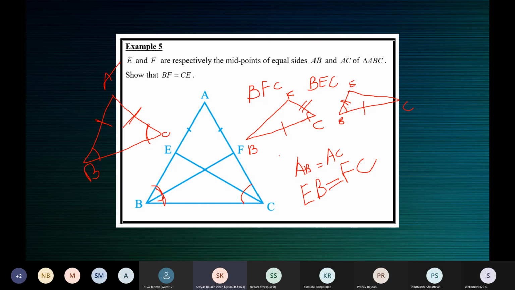Ma'am, we can take another triangle too, ma'am. Have we finished this one, Shreyas? So BC is equal to BC, common side. CF is equal to BE. How did we get that? Because AB is equal to AC, half of AB will be equal to half of AC. So like that we get BE is equal to CF.